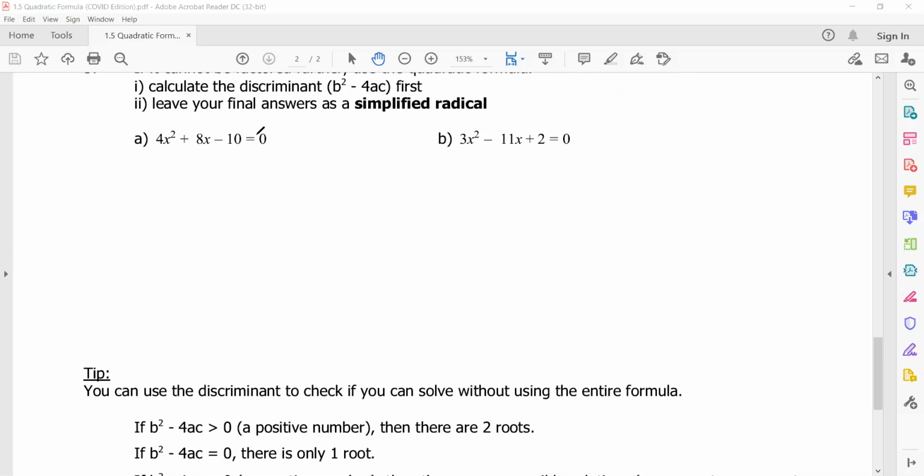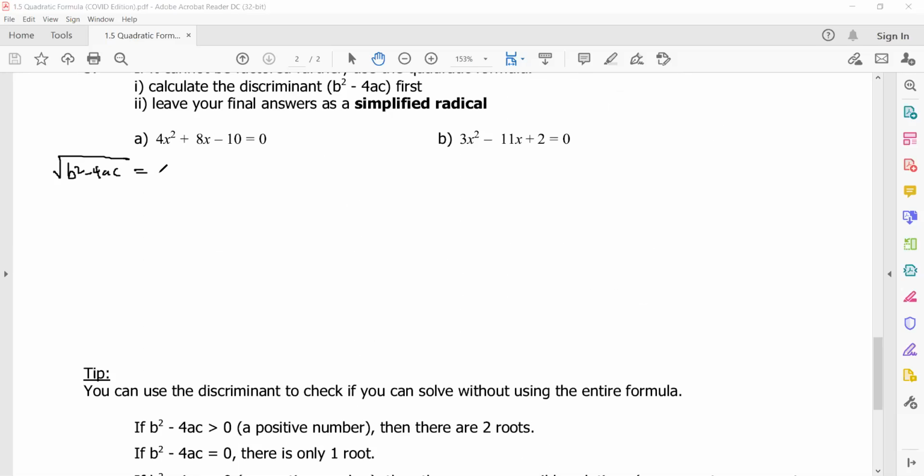Okay, part one. If you can't factor it, first test the discriminant. Test to see what situation it is. Is it 2, 1, or 0? Because if you get the inside portion to be a negative, you don't have to do any more calculations. You're done, because you can't go any further.